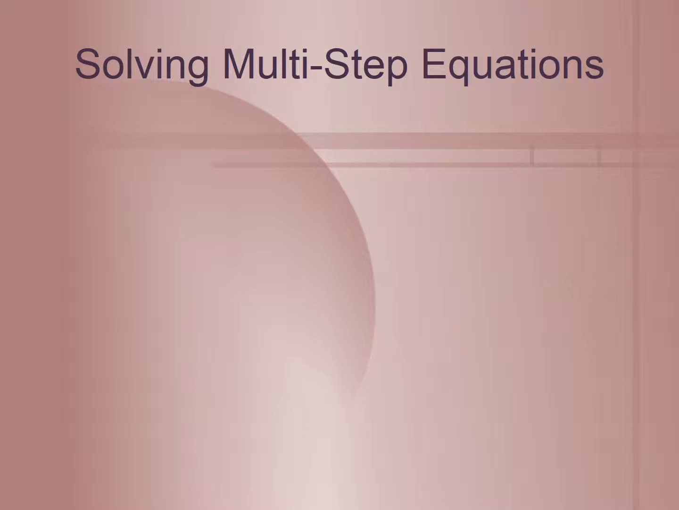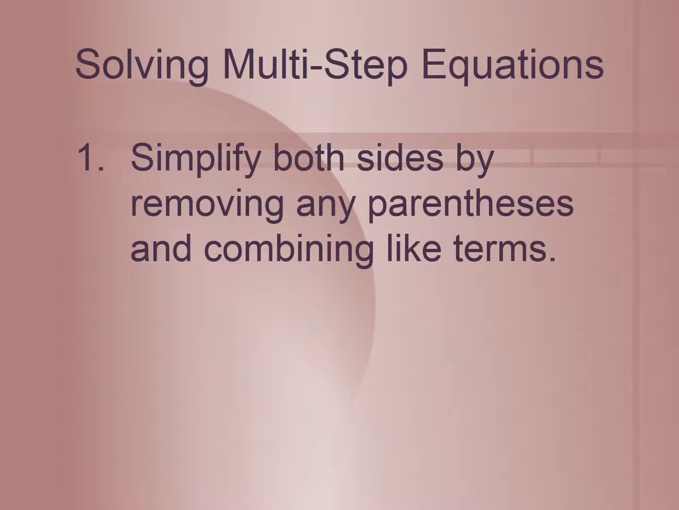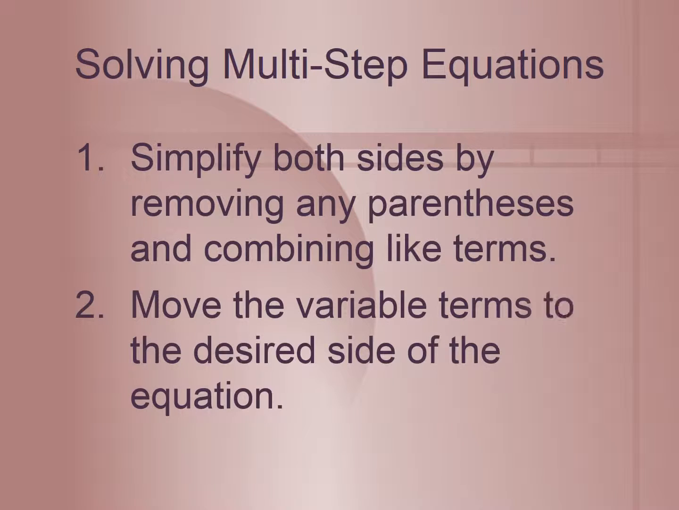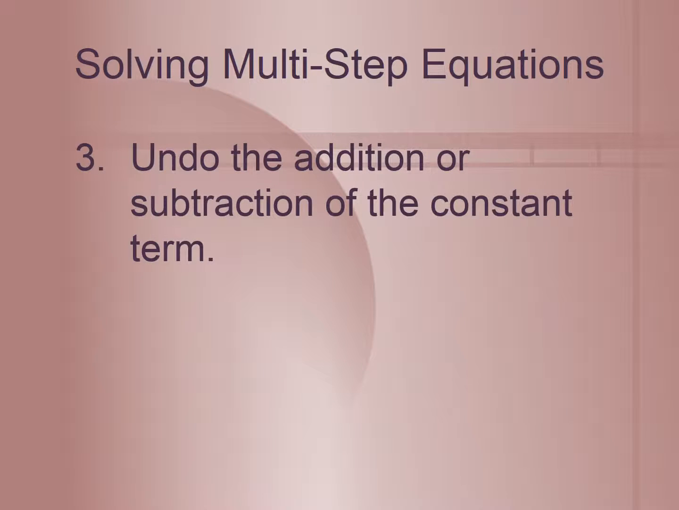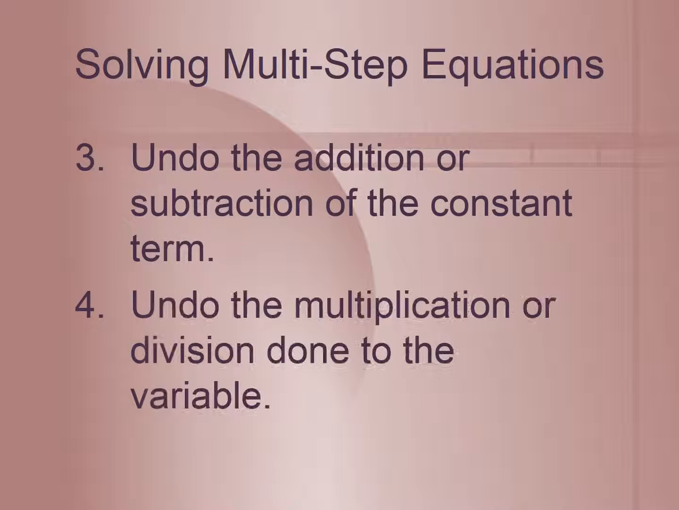So let's review on solving multi-step equations. Step 1, simplify both sides. You can do that by removing parentheses, by using the distributive property, and also by combining like terms. Once you have done that, you want to move the variable terms to only one side. It can be the left-hand side or the right-hand side, but make sure all your variables are on one side. Step 3, undo the addition and subtraction. Step 4, undo the multiplication and division.